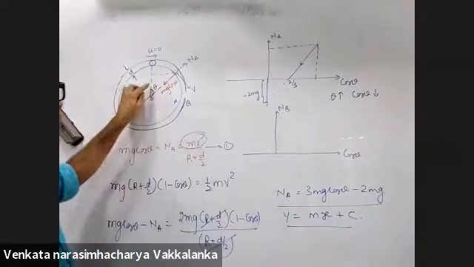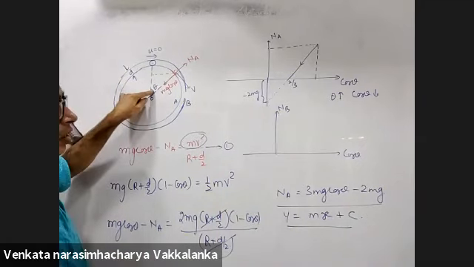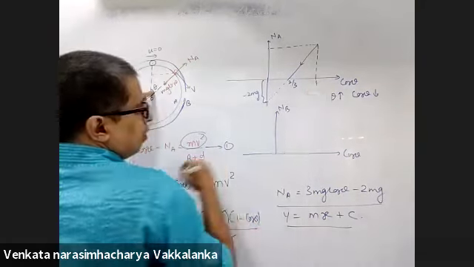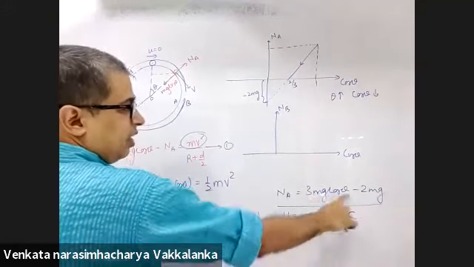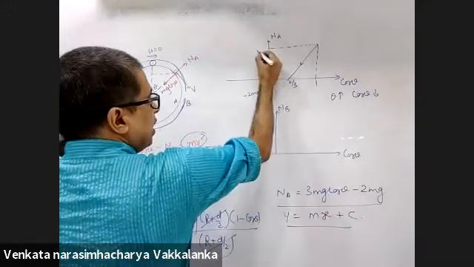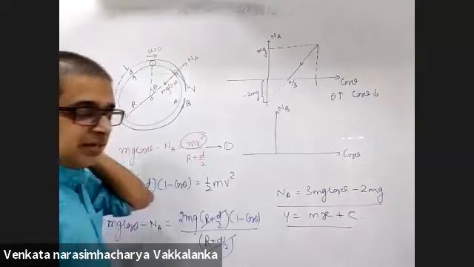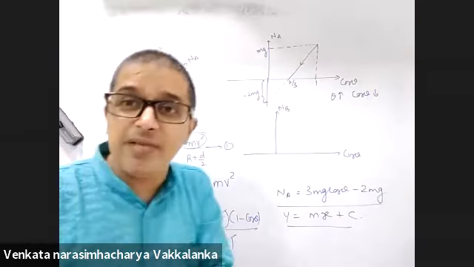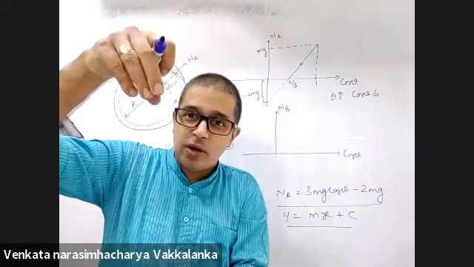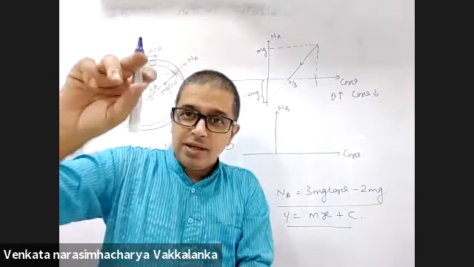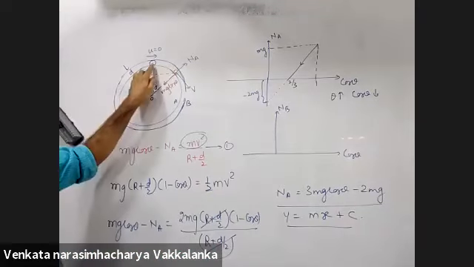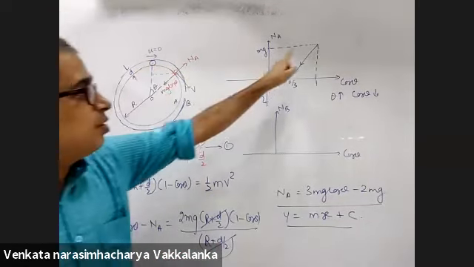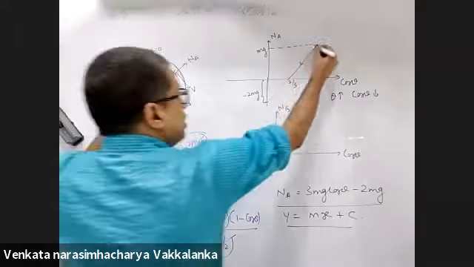If you are starting from when theta is 0, how much is cos 0? 1. Put cos 0 equal to 1. Then mg minus 2mg is minus mg, and Na will be equal to mg in magnitude. When you keep a body on the tube, the normal reaction is mg since the initial velocity is 0. Na is equal to mg at the topmost point. So this is the initial part of the graph.